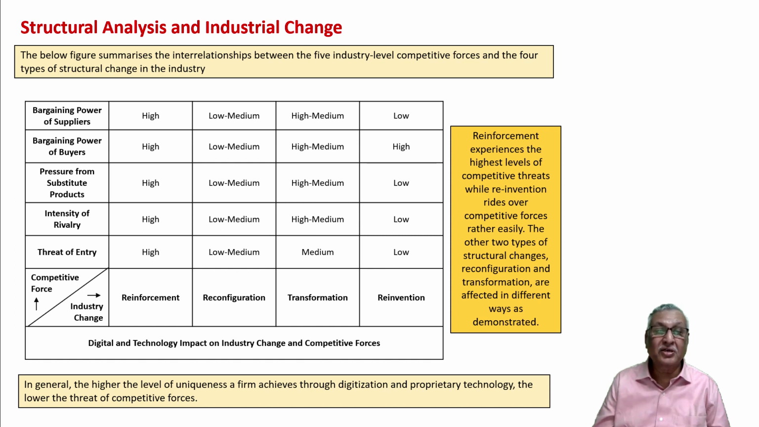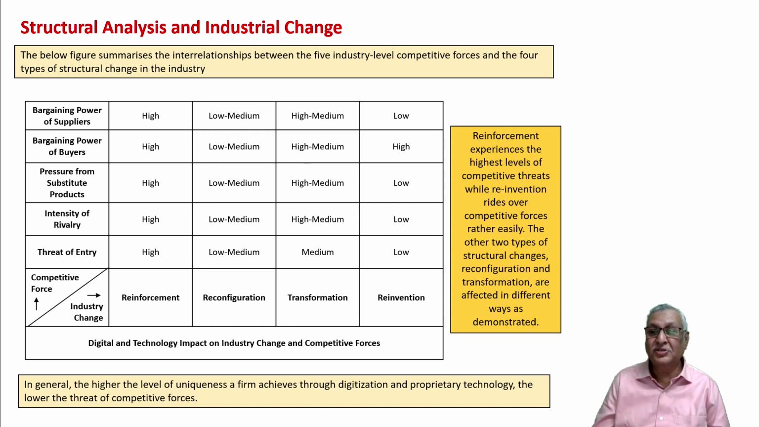And when transformation occurs, suppliers tend to have high medium power, buyers tend to have high medium power, as substitute products and rivalry would have. Threat of entry would be at medium power. But in the case of reinvention, existing suppliers do not have a bargaining power. Buyers would have a bargaining power because of their diffidence as well as curiosity. Pressure from substitute products would be low because the reinvented products themselves are the new substitute products. Intensity of rivalry would be low because this is a pioneering space, and threat of entry again would be low because these are the companies which are opening up a new industry.